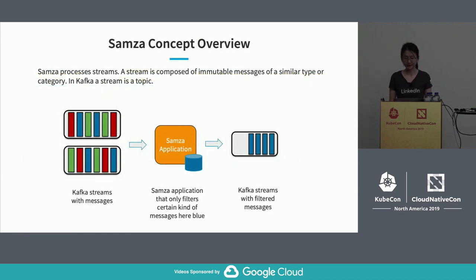Next, we'll introduce Samza terminology. Samza processes your data in the form of streams. A stream is a collection of immutable messages, usually of the same type or category. Data in a stream can be unbounded like a Kafka topic, or bounded like a set of files on HDFS. Samza supports pluggable systems that can implement the stream abstraction. For example, Kafka implements the stream as a topic, while a database may implement the stream as a sequence of updates to its tables. In this picture, there are two input streams and one output stream, and the Samza job filters out the events which are not blue.